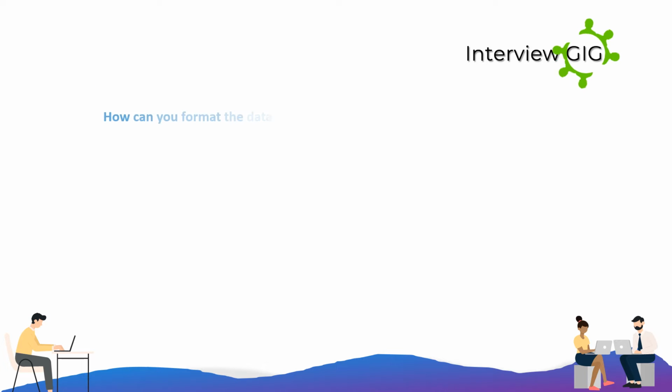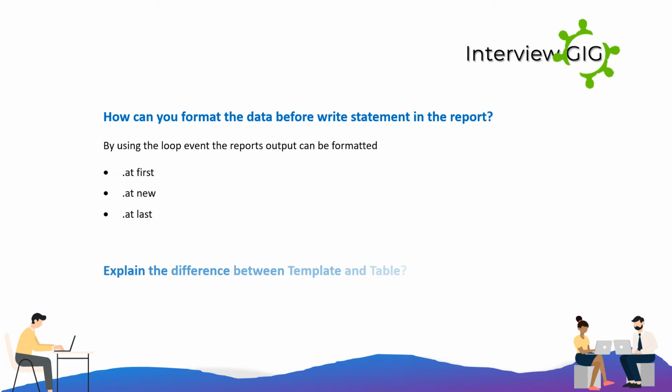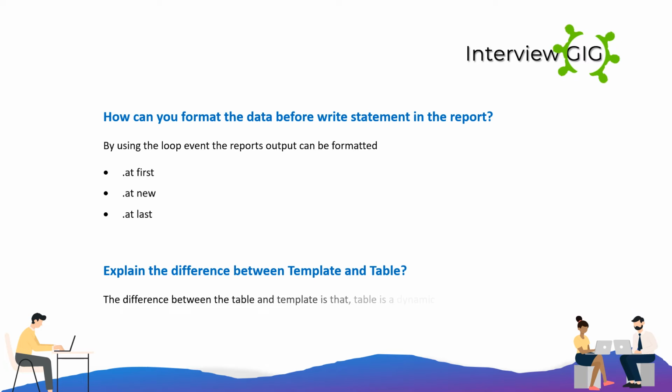How can you format the data before write statement in the report? By using the loop event, the report's output can be formatted. At first, at new, at last. Explain the difference between template and table. The difference between the table and template is that table is dynamic and template is static.